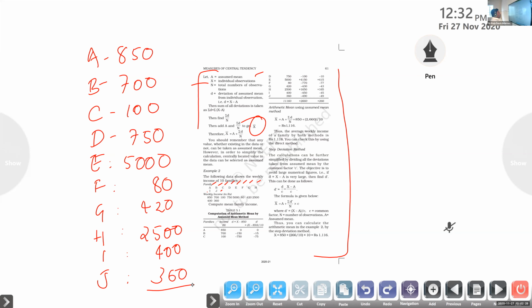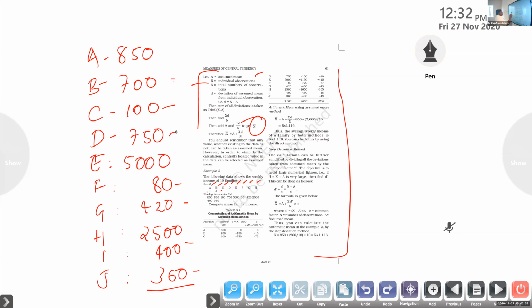Which method? Assumed mean method. Okay, so now we are going to take an assumed mean as per this example. It is 850. Clear or not? So that is considered as a central value here. Less than 850, 1, 2, 3, 4, 5, 6 are there. More than 850, okay.